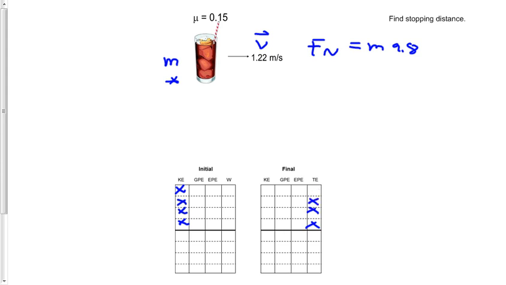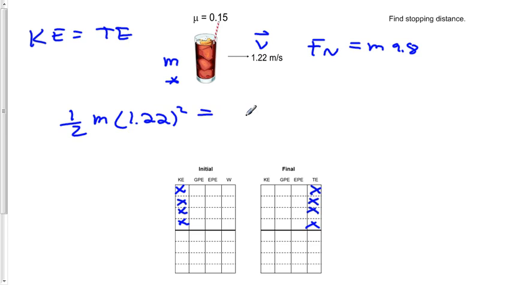So what this means is all of the energy of motion in its initial case is getting converted to friction, and this thing will slow to a stop. Therefore, the conservation of energy equation is kinetic energy is equal to thermal energy. Now let me plug in what I know. I say then, 1/2 m, because I don't know the mass, multiplied by 1.22 squared is going to equal my thermal energy, which is force normal times mu times distance.